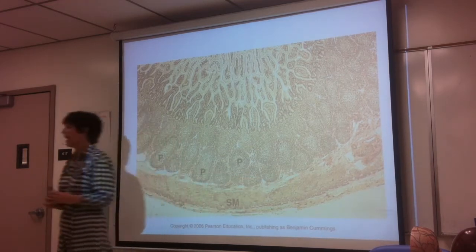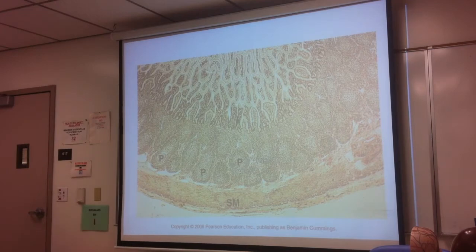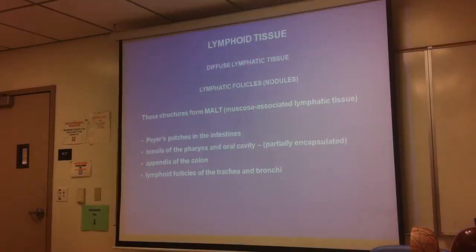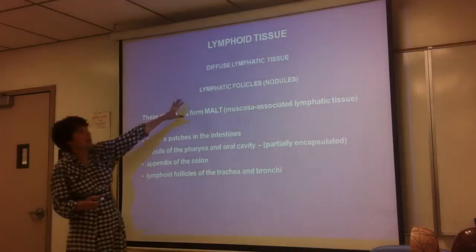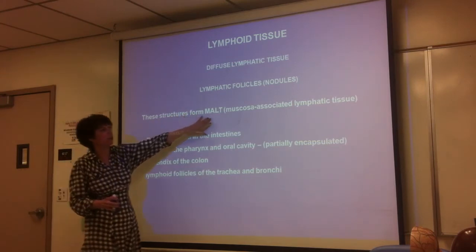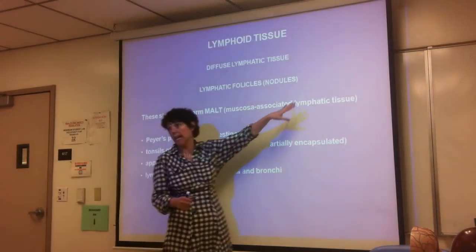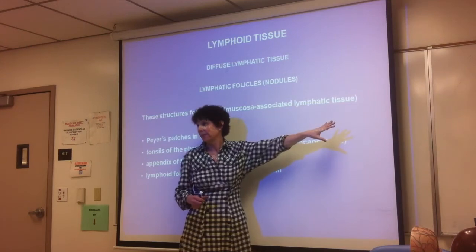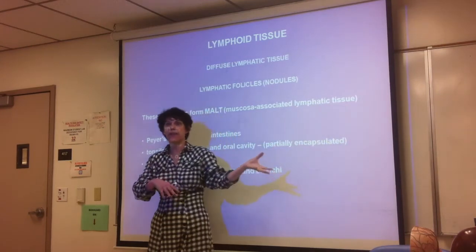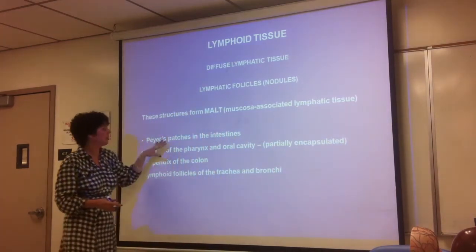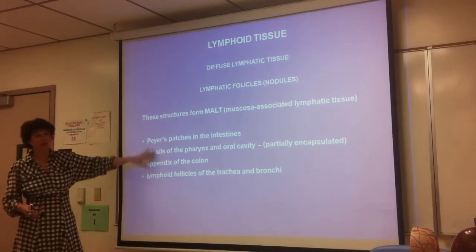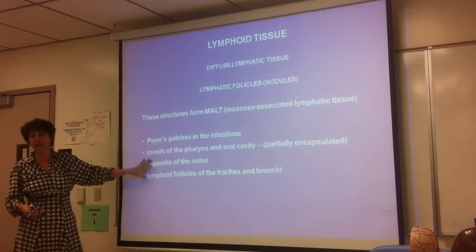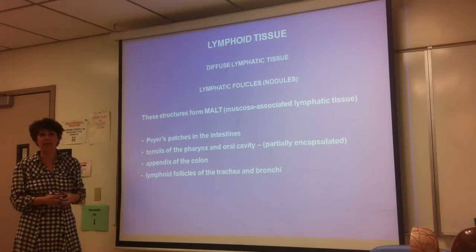Okay. So back to that first slide talking about MALT. The combination of diffuse tissue and lymphatic follicles forms this mucosa-associated lymphatic tissue. So it's the combination of the diffuse tissue and follicles, and we find them just under the epithelium of some of our organs that are exposed to the external environment.